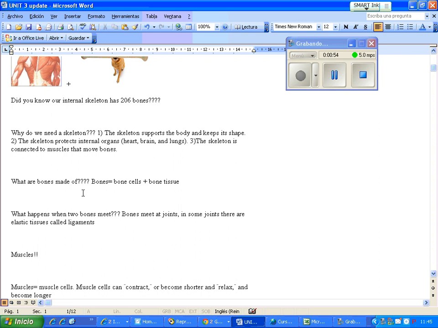What are bones made of? Bones are made of bone cells that turn into bone tissue. And what happens when two bones meet? Bones meet at joints. And in some joints, there are elastic tissues called ligaments.